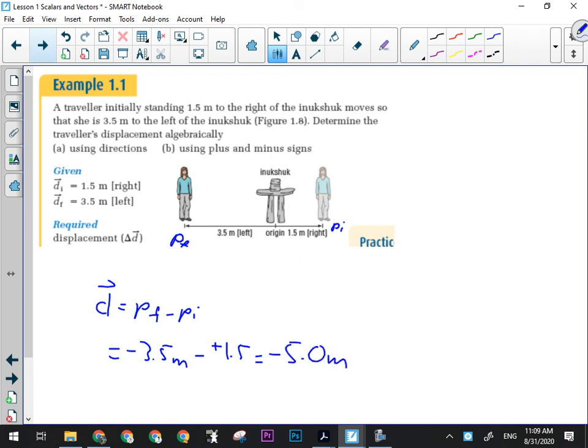what direction did negative represent? Left. So my displacement here is 5.0 meters left. Well, that's exactly what they did. They started here, where they were 1.5 meters to the right of this thing. To go all the way over here, they went 1.5 plus 3.5. They went 5 meters, 5 meters to the left. Are we all right with that idea? So that's how we represent that from a vector perspective.